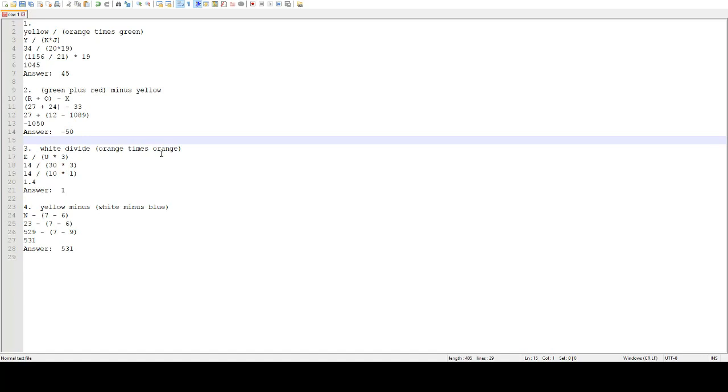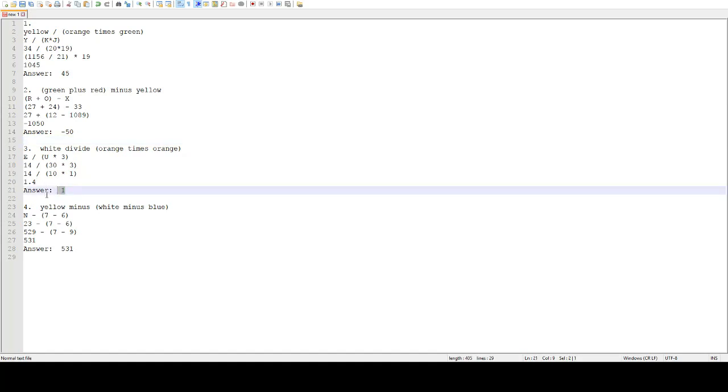White divide orange times orange. That was E, U, and 3. So 14 over 30 times 3. White doesn't change, so it stays 14. Oranges, if the number is divisible by 3, divide by 3. Both 30 and 3 are divisible by 3, so we divided both by 3, gave us 10 and 1. So 14 over 10 gives us 1.4, which we ignore the decimal, gives us 1 for an answer.